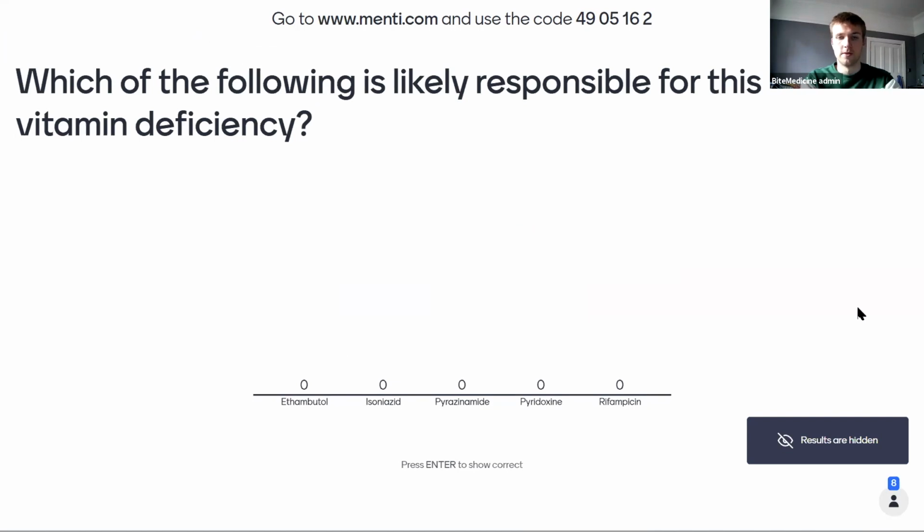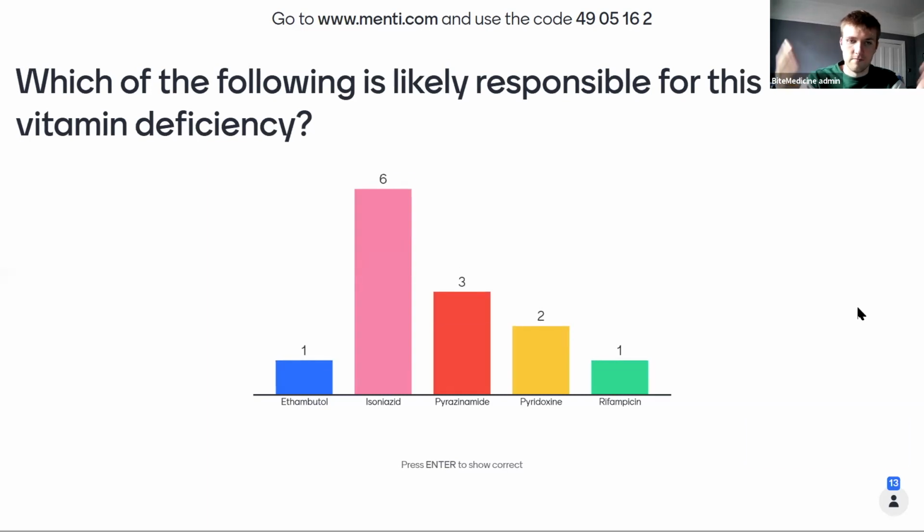Just a few more moments to vote. Okay. Guys, what a way to finish. Well done. Yes, isoniazid is the most likely responsible agent.